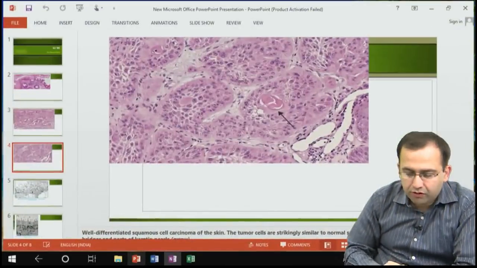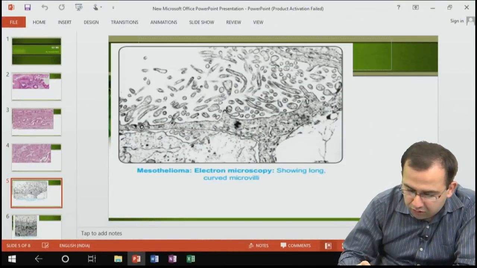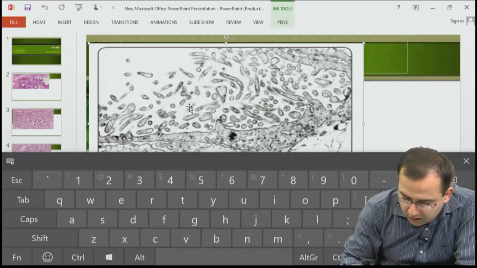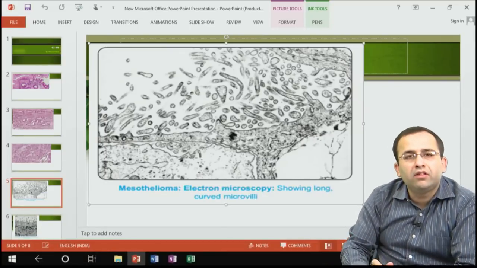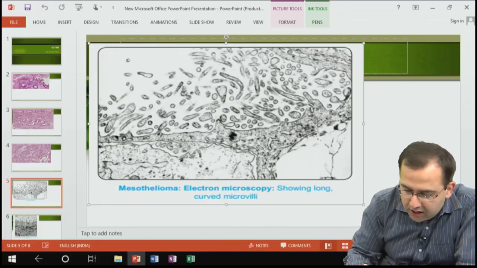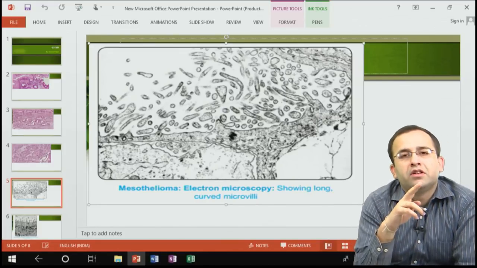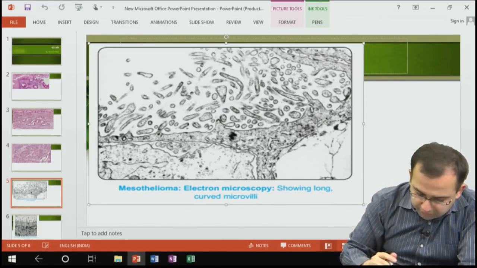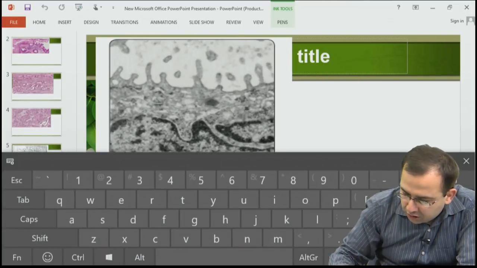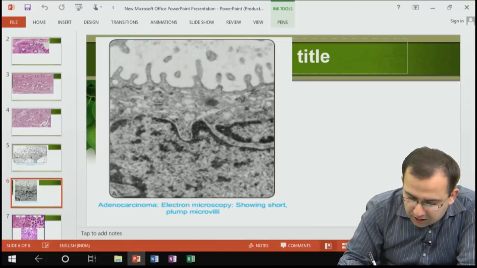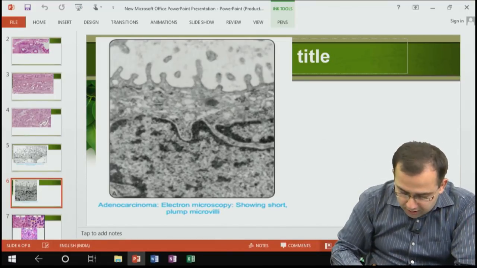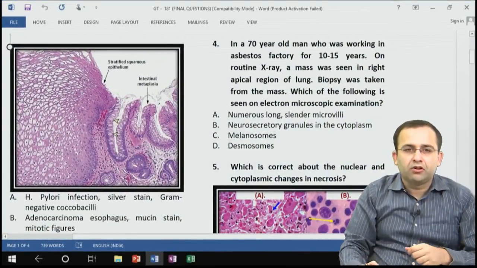So before we go further, let us have a look at what it looks like on electron microscopy. What you see in this image is the presence of all these elongated microvilli, which is mesothelioma, versus the short plump microvilli. You are able to make out that these are the short plump microvilli, adenocarcinoma. So, mesothelioma versus adenocarcinoma.